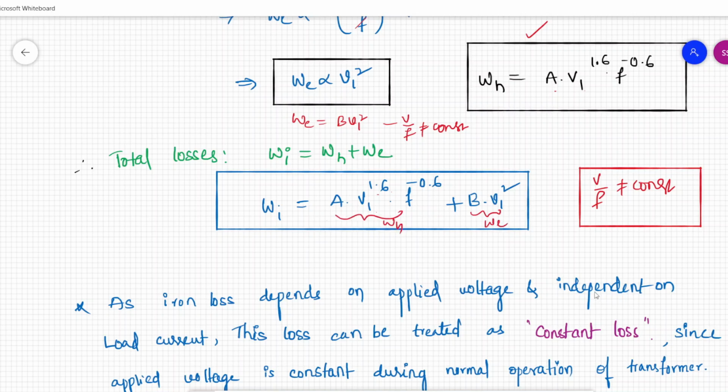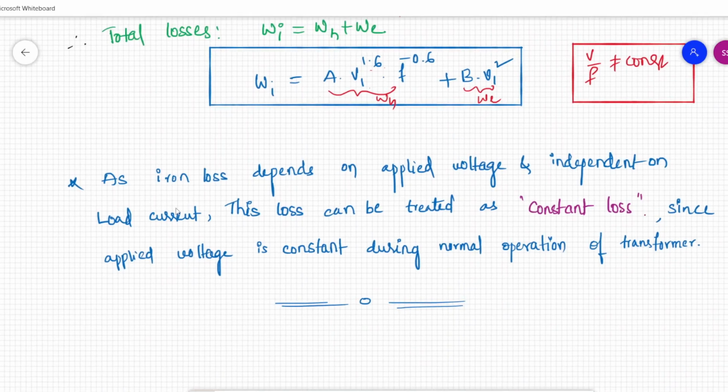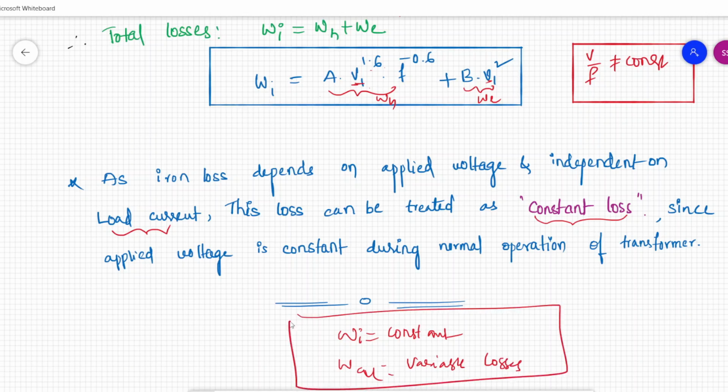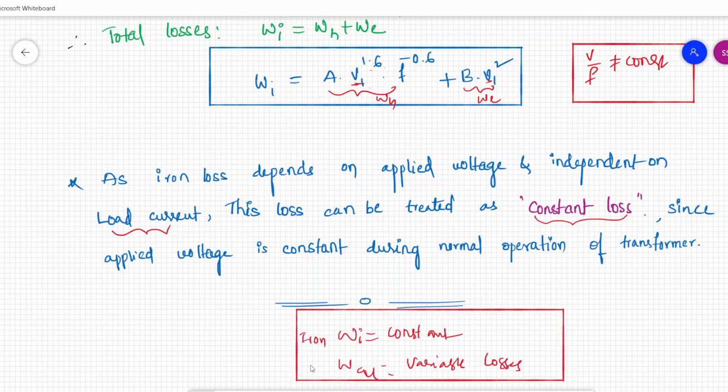As iron loss depends on the applied voltage and is independent of the load current, we know that iron loss is almost a dependent quantity of the supply voltage. The supply voltage is constant once it is supplied. This loss is treated as constant loss, since the applied voltage is constant during normal operation. So iron losses are constant losses. But copper losses are variable losses. Remember this one, this is very important. Iron losses are constant or fixed losses, but copper losses are variable losses.